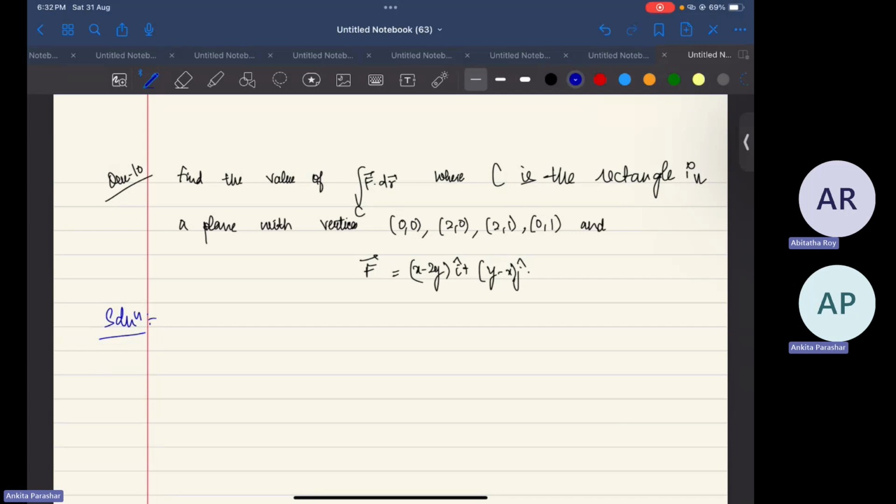I think your screen is a bit delayed. Is that so? Okay, let me just try connecting. I have to connect to a different Wi-Fi. If something goes wrong, you have to wait.